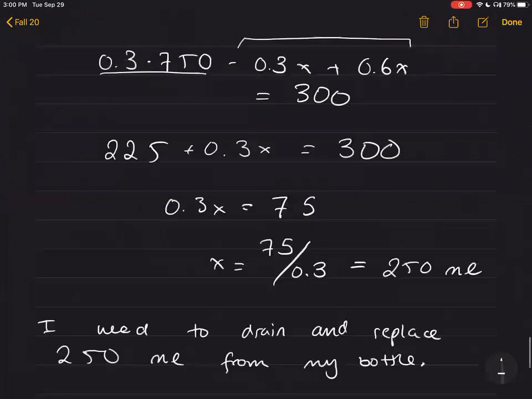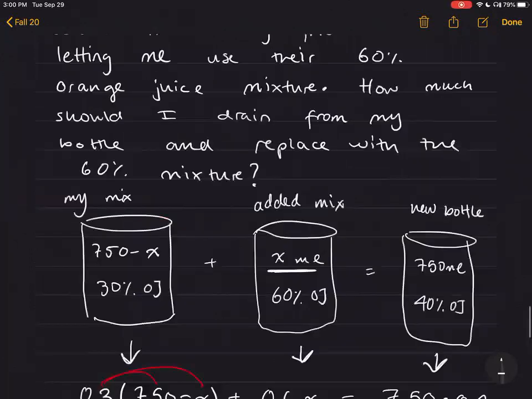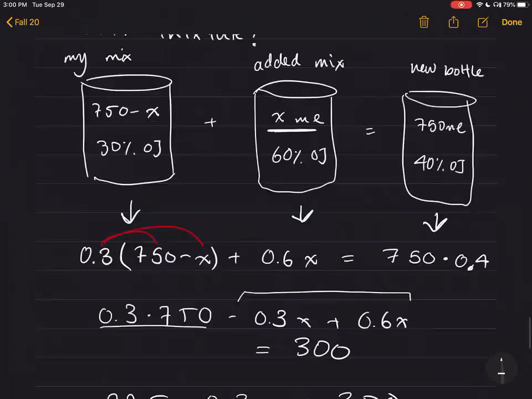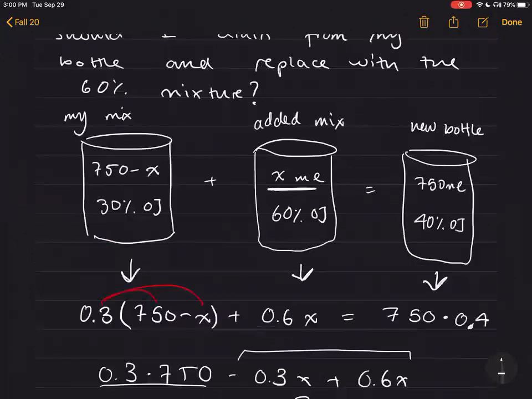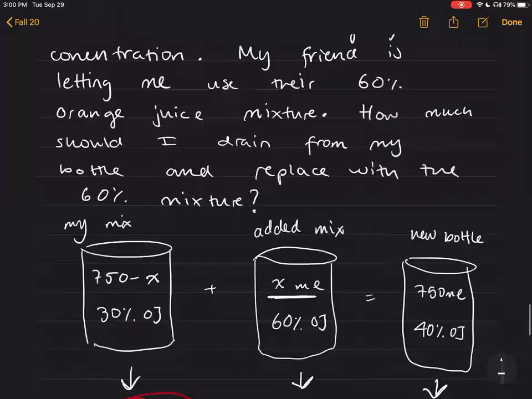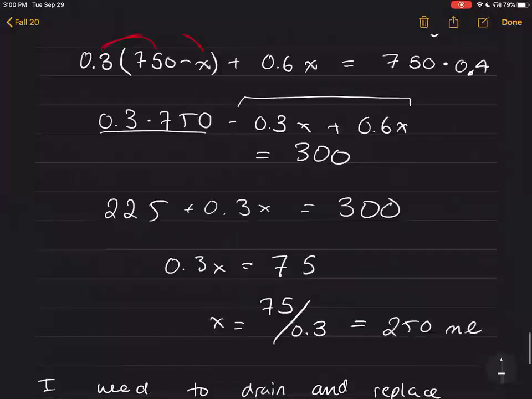Okay, cool. So mixture problems, they can be a little confusing and they can be long, but if you draw a picture, that will get you an equation. And so that's what I really recommend doing.